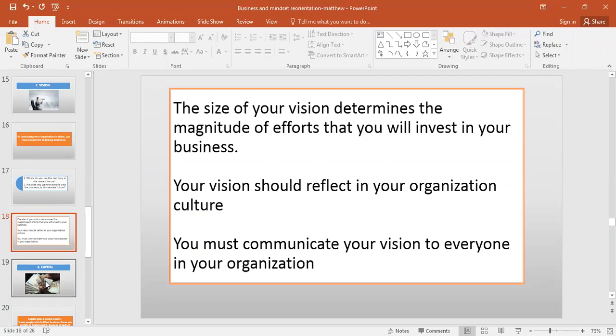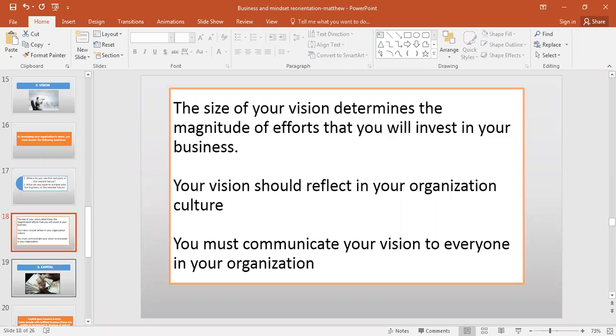Then your vision should reflect the culture in your organization. The way you operate in your business should be a result of your vision. You go to some business enterprise, people are just doing things anyhow. Because what? There's no direction. Vision gives direction. And you must communicate your vision to everyone in your organization. It's key.